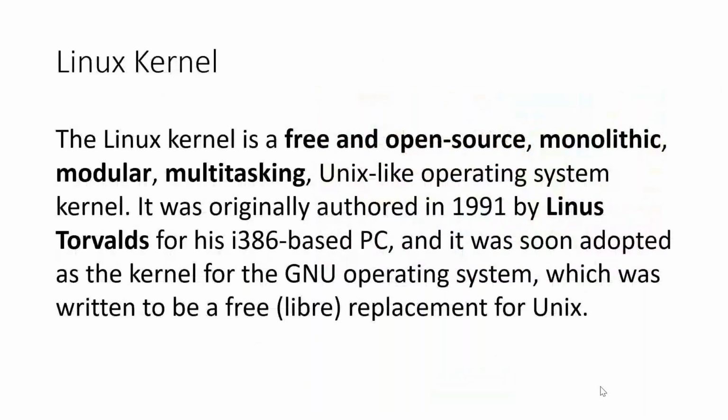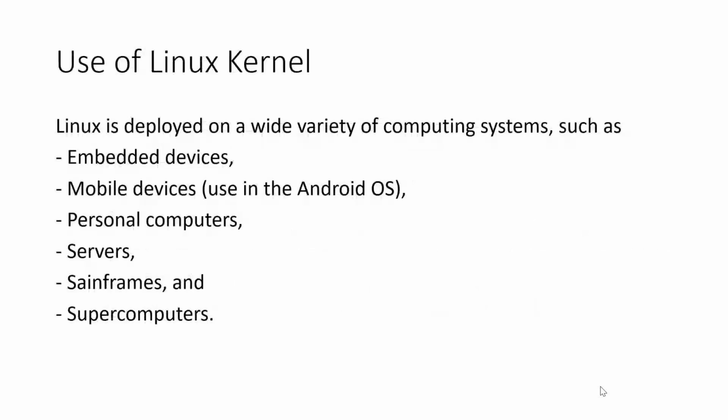Okay, so Linux kernel, the one which you see, is a free and open source, monolithic, modular, multitasking, Unix-like operating system. It was originally authored in 1991 by Linus Torvalds, and it was for the i386 based architecture and so on. So we understand the use of Linux kernel. Linux is deployed on a wide variety of computing devices such as embedded devices, mobile devices. Do you know that the Android phone which you're using has a Linux kernel itself? Did you know that?